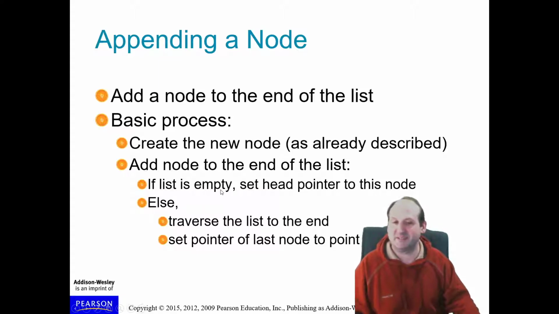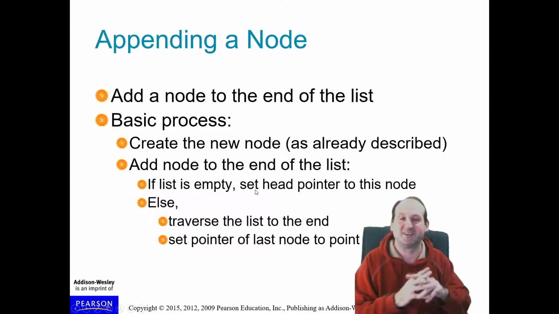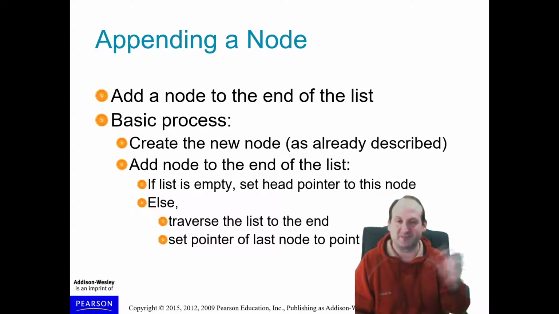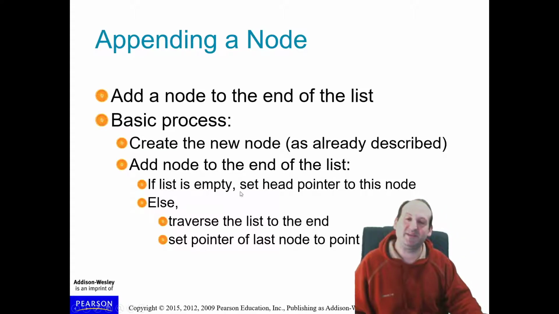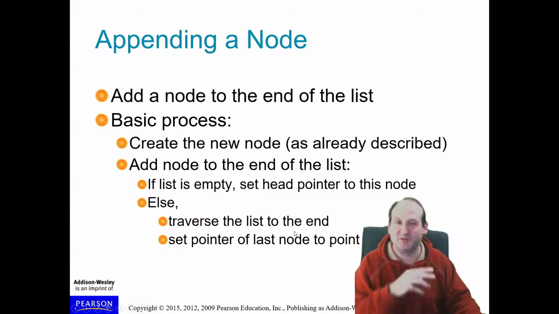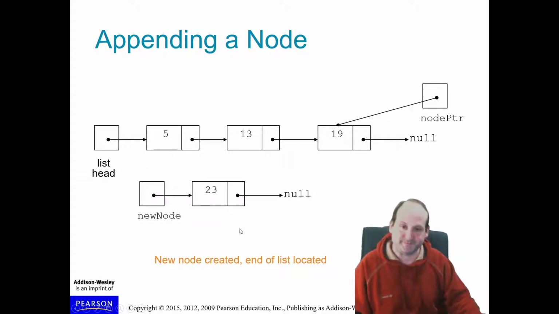If the list is empty, we're going to have a little fringe case. How do we know if this is the first element versus any other element? If the list is empty, we'll set the head pointer to the node that I just created. Otherwise, I will traverse to the end and make sure that this new node gets put in as the new last node.